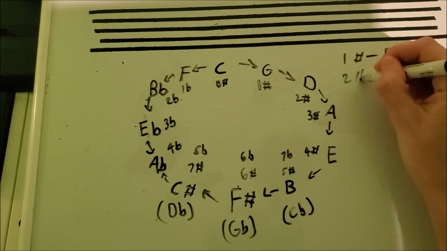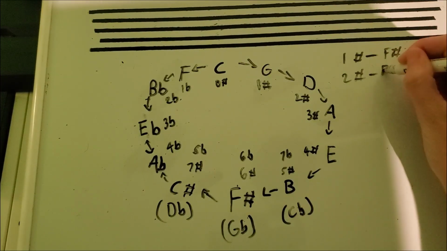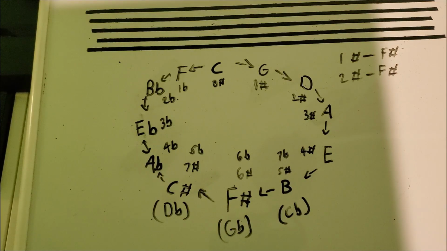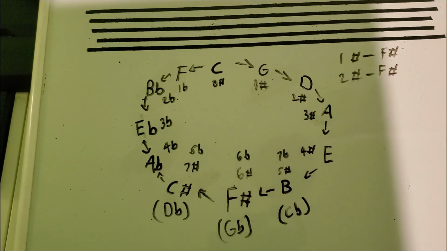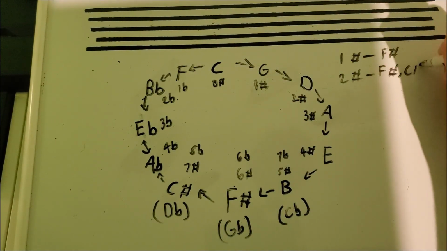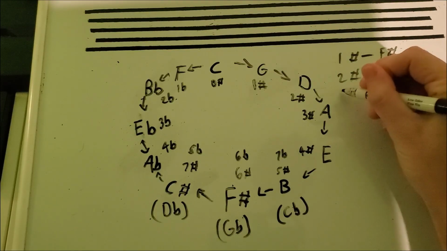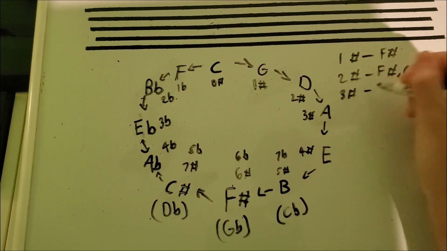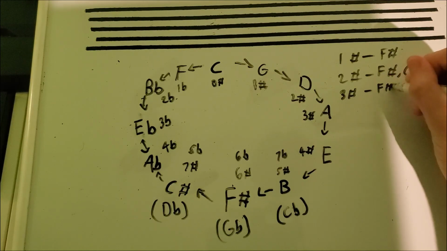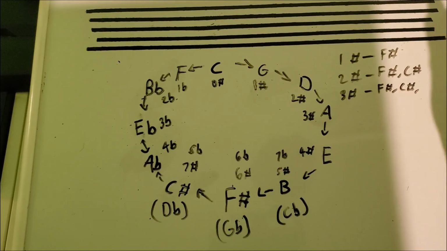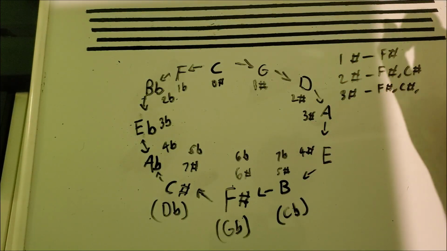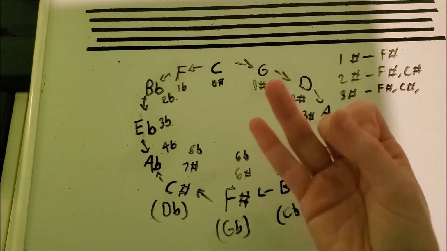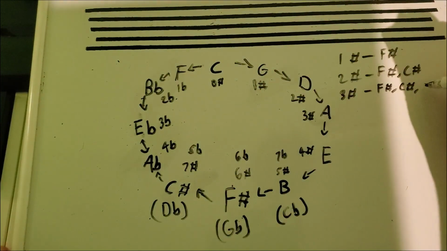Now, if we have two sharps, that's going to be F sharp. Then we're going to count up from F. So F, G, A, B, C. So our second sharp is going to be C sharp. If we continue down the line, we have F sharp, C sharp. We're going to count 5 again, so we're going to go C, D, E, F, G. I think I counted that wrong. C, D, E, F, G. Yes.